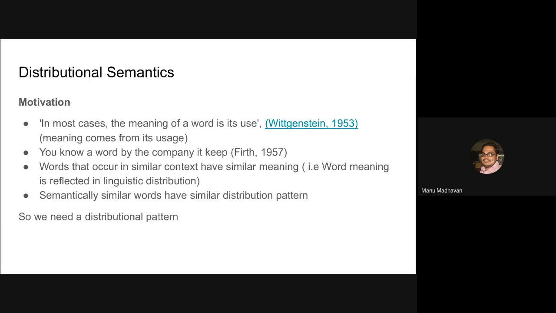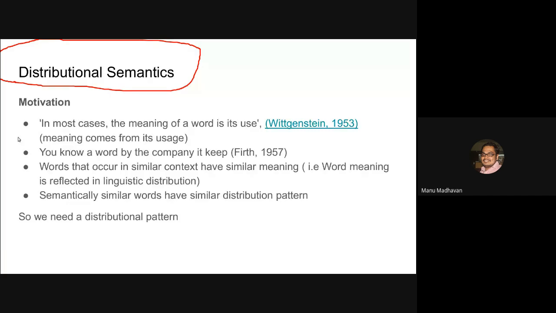So what can we do? The other option is distributional semantics. It is not by the meaning of the word. A word has no fixed meaning. The idea is that a word has no fixed meaning, but it gets its meaning based on the company it keeps. So this is the basic idea.